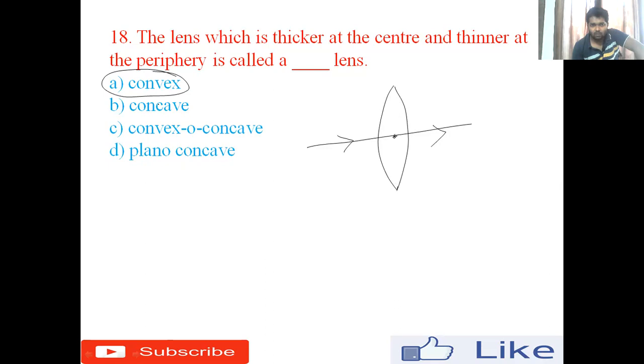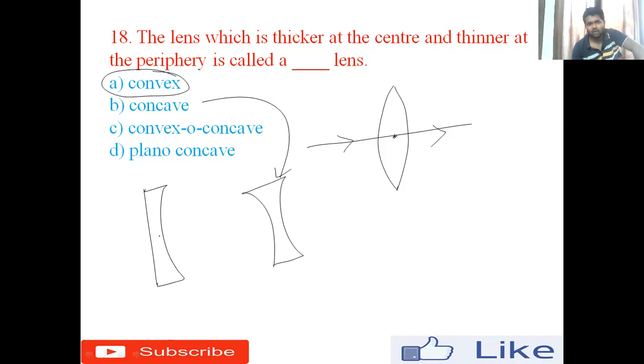How about the concave lens? A concave lens is exactly opposite of the convex lens. It is thicker at the edges and thinner at the middle. That is called a concave lens. Next one, plano concave means one side is plane and one side is concave. That is called a plano concave lens. The right answer for this question is option D. Option A, convex lens.